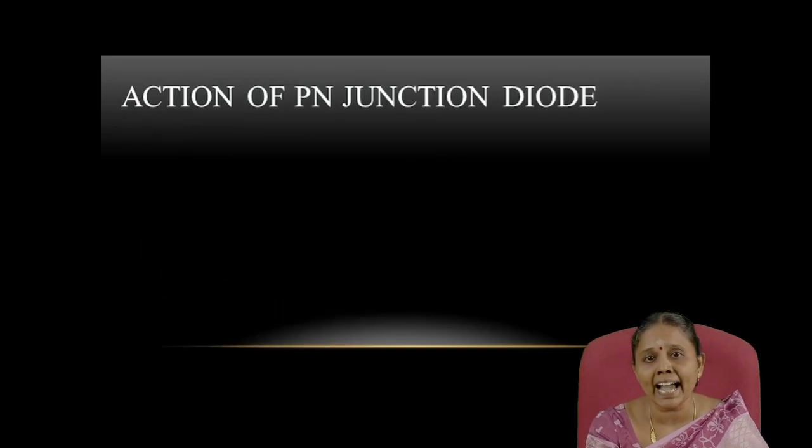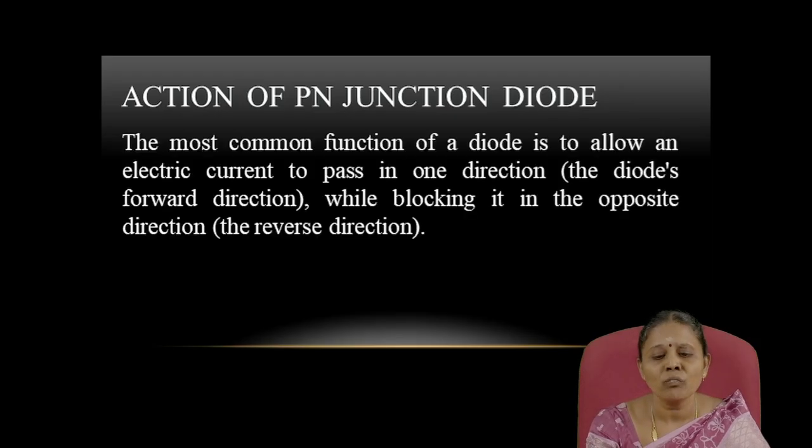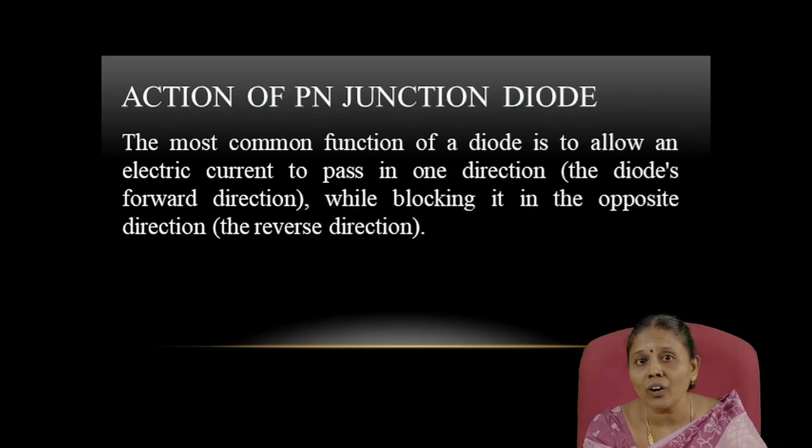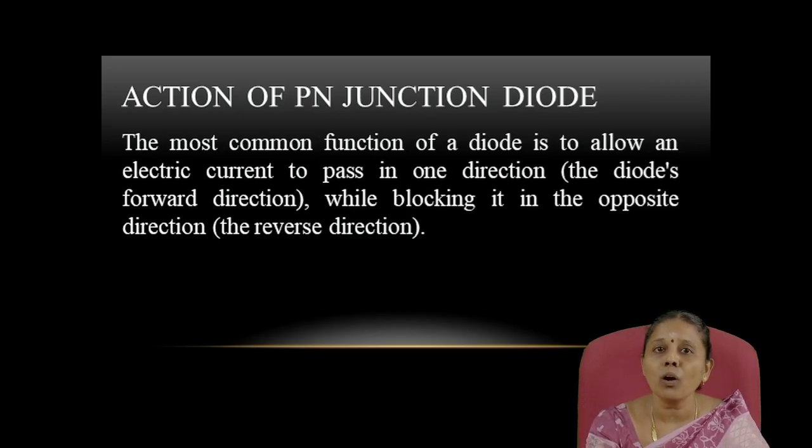Next comes the action of the PN junction diode. What actually does a PN junction diode do? It allows electric current in only one direction, so only in the forward condition, and it blocks the current in the opposite direction, that is, during reverse bias.